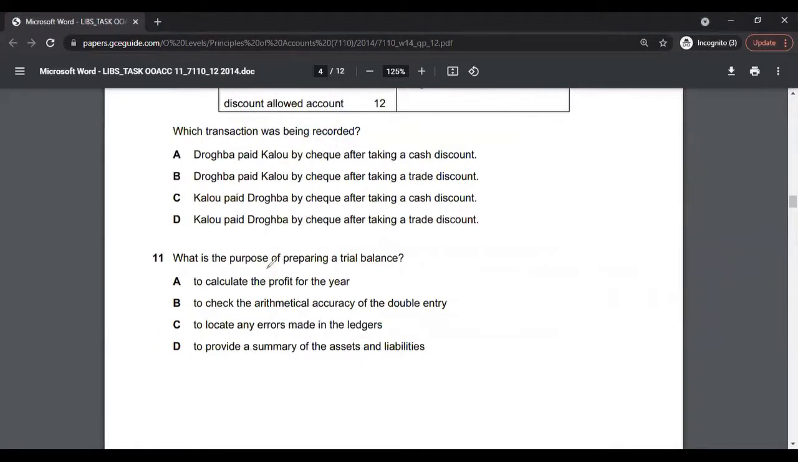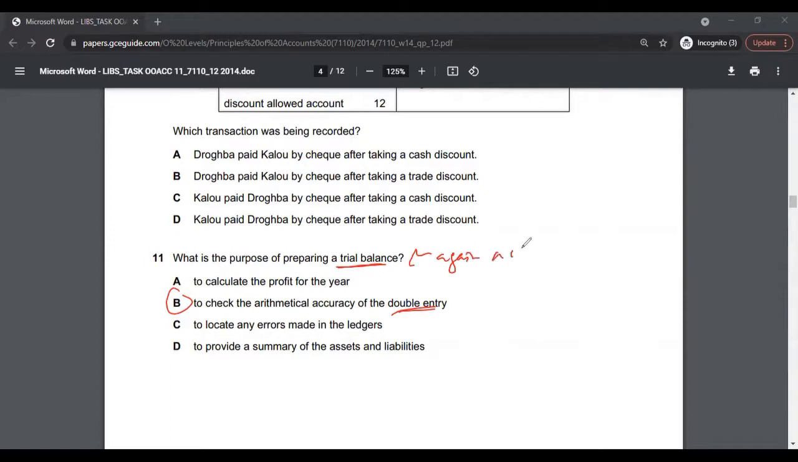Multiple choice 11. What is the purpose of preparing a trial balance? The purpose of preparing trial balance is to check the arithmetical accuracy of double entry. So this is again a very simple question, and repetitive. So the answer to multiple choice 11 is option B. Trial balance helps you check the arithmetical accuracy of your double entry.